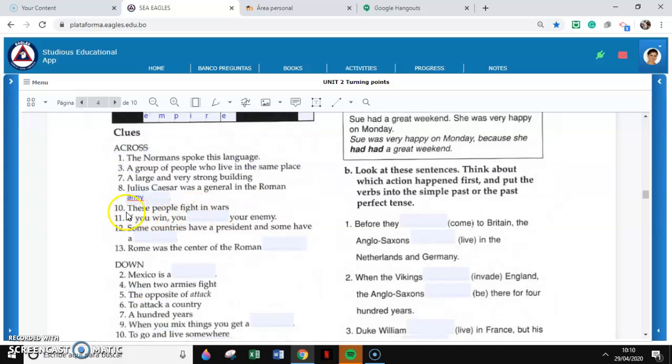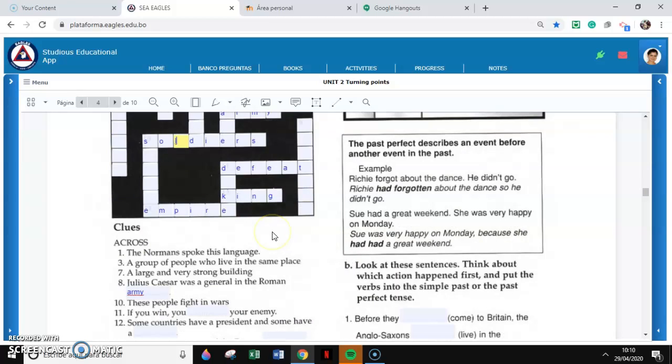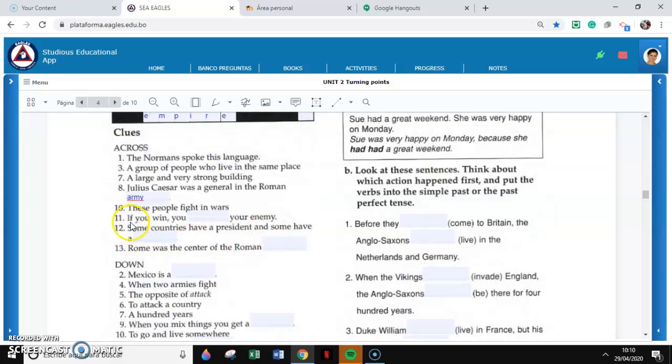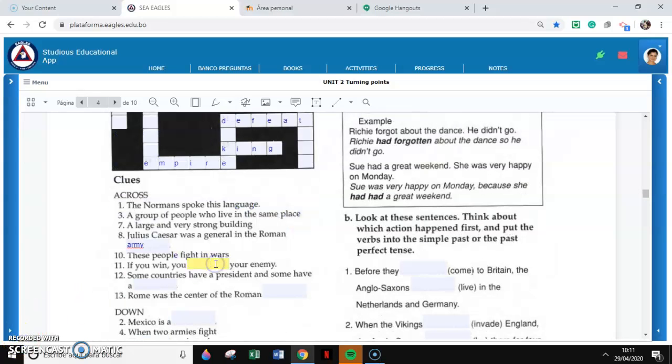Let's have a look at number 10. These people fight in wars. We need a plural word, so that will be soldiers. Let's have a look at number 11. If you win, you defeat your enemy.